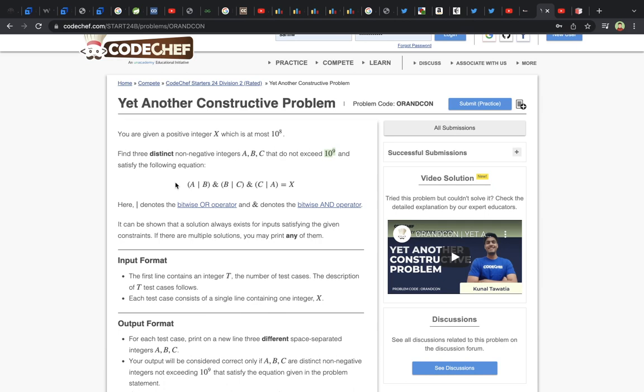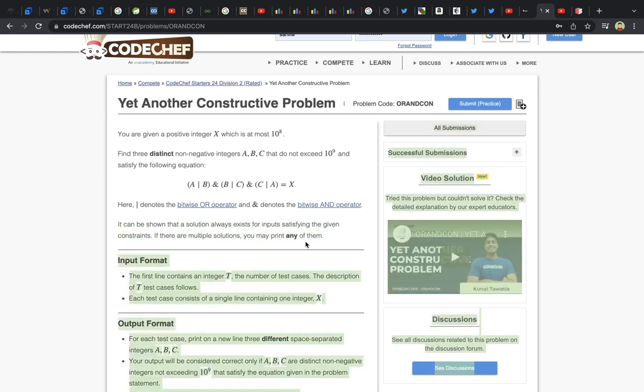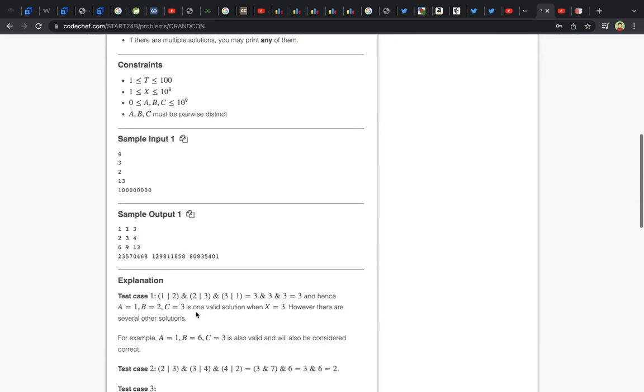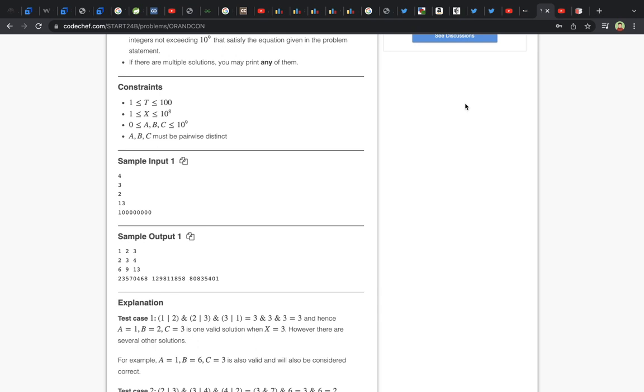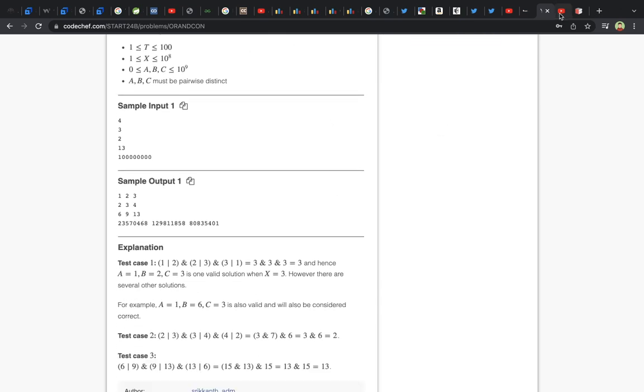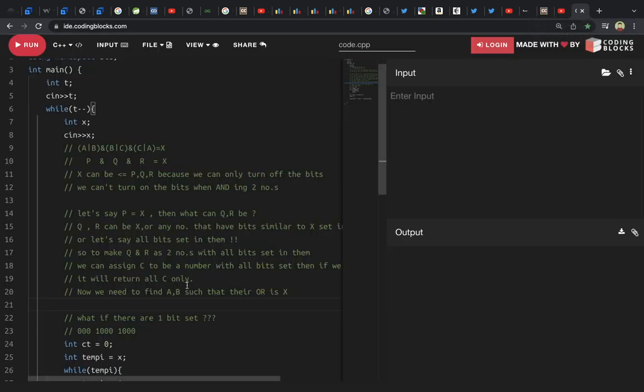So this is the question. This is the equation, and you just have to find three integers that satisfy this equation. It can be shown that the answer always exists, that a, b, and c are always findable. So we can go on test cases, or we can just go straight to the solution. Okay, let's just go straight to the solution.